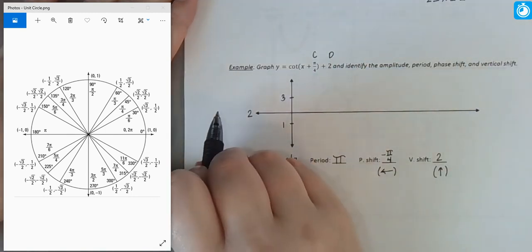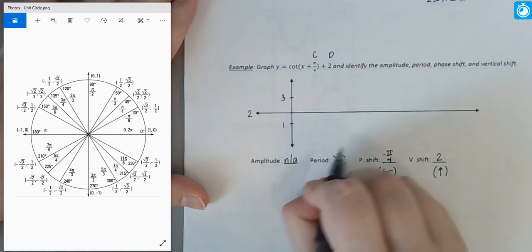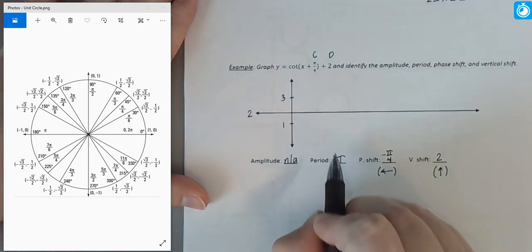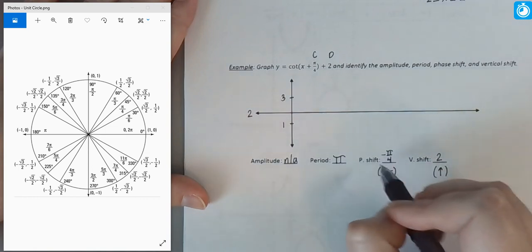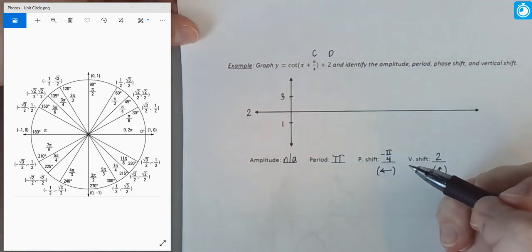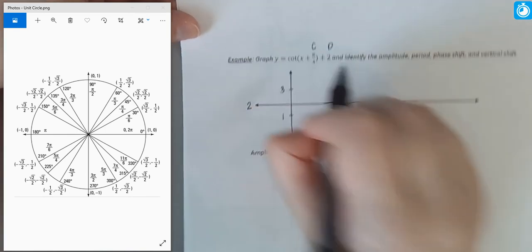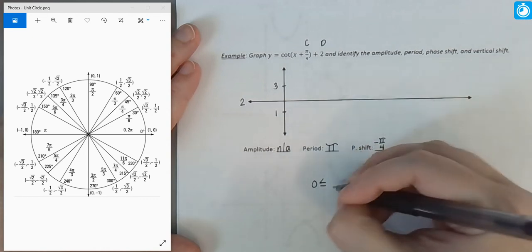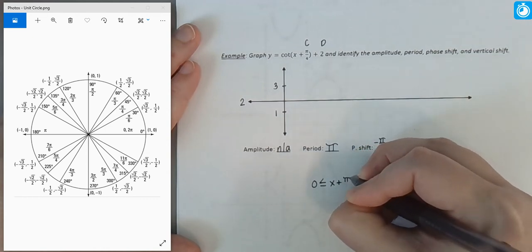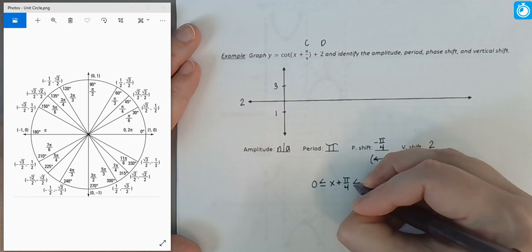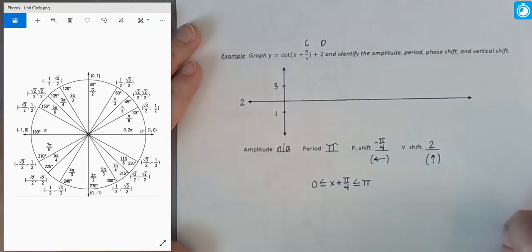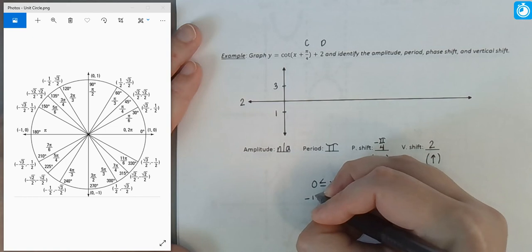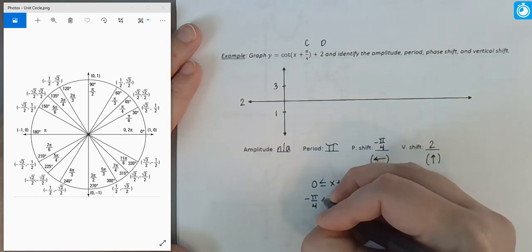Now let's work on the horizontal part. So our period is pi. So from start to finish along our full cycle, we go pi units. But in this case, everything is shifted negative pi over 4 units to the left. So what's our cycle going to be? Well, the standard cycle for cotangent, so x plus pi over 4, is going to go not from 0 to 2 pi, but 0 to pi. That's the standard period for cotangent.